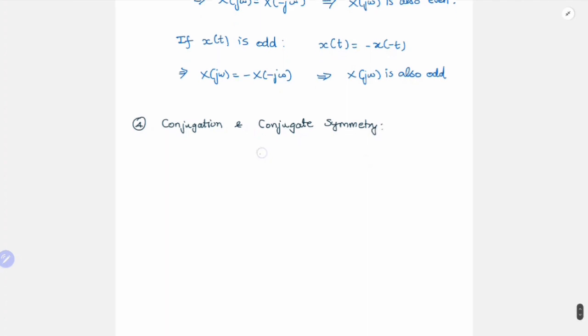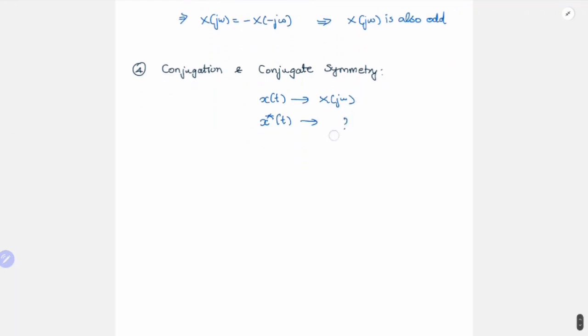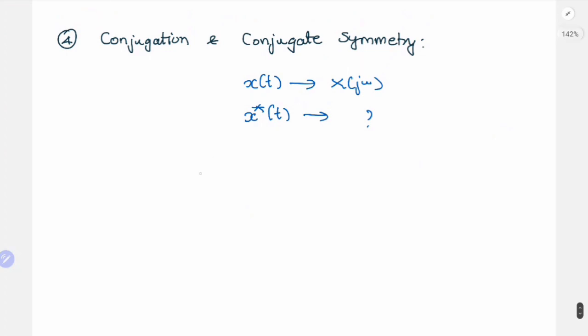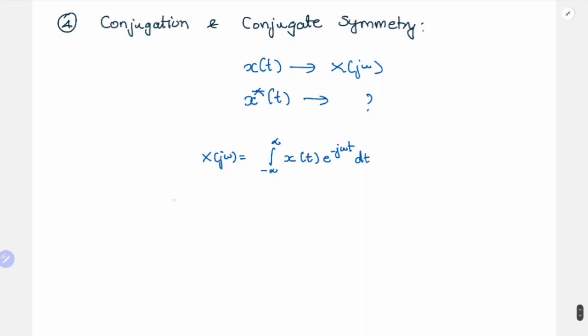So for this x of t, if x of t gives x of j omega, we want to find what x conjugate of t gives us. So let us find. Initially we have x of j omega is nothing but integral from minus infinity to infinity x of t e power minus j omega t dt. Now let us take conjugate on both sides.